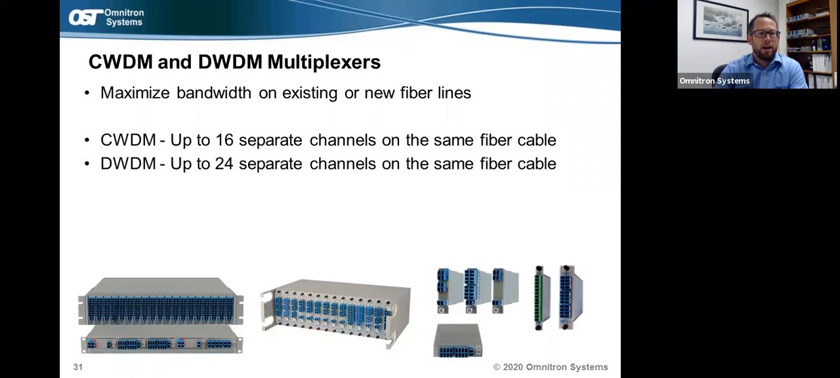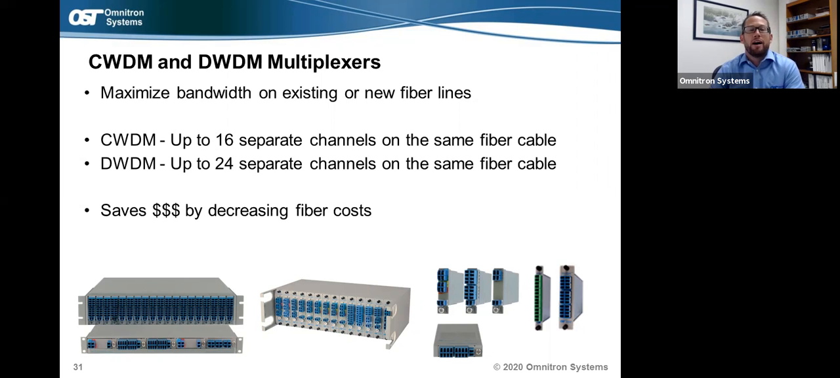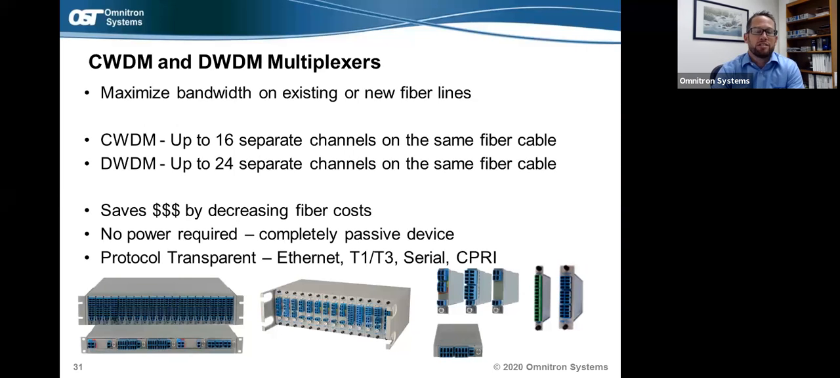With CWDM, you can multiplex or combine up to 16 separate channels on that same fiber cable, and with DWDM up to 24 separate channels on that same fiber cable. So this is great as far as saving money by decreasing your fiber costs. Whether you're pulling your own new fiber or trenching fiber and have to deliver new fiber to customers, or if you're perhaps leasing fiber from another wholesale service provider out there, this is a great way to decrease those fiber costs. Also, the nice part about the CWDM multiplexers is there's no power required.